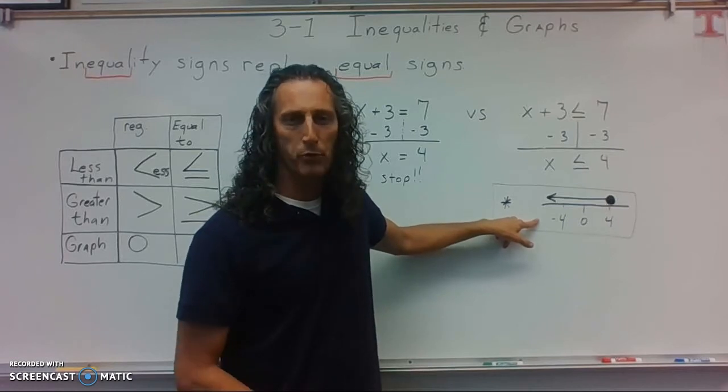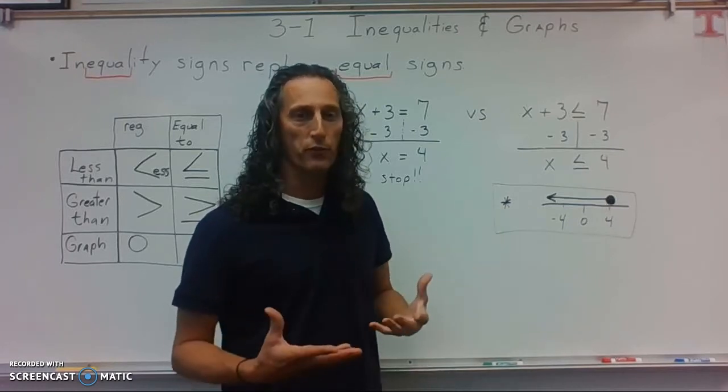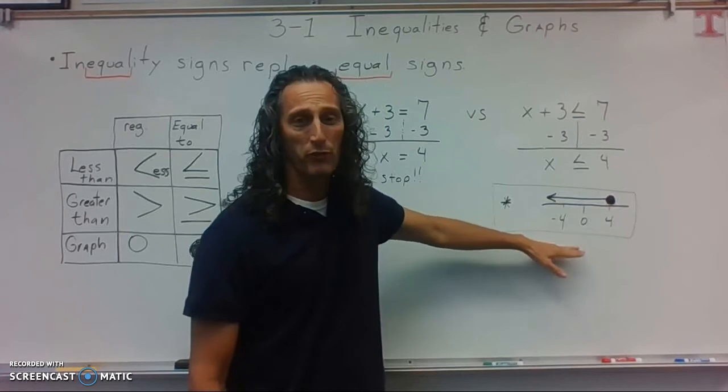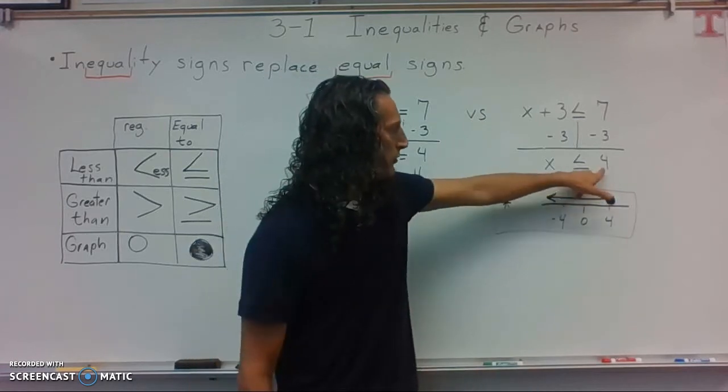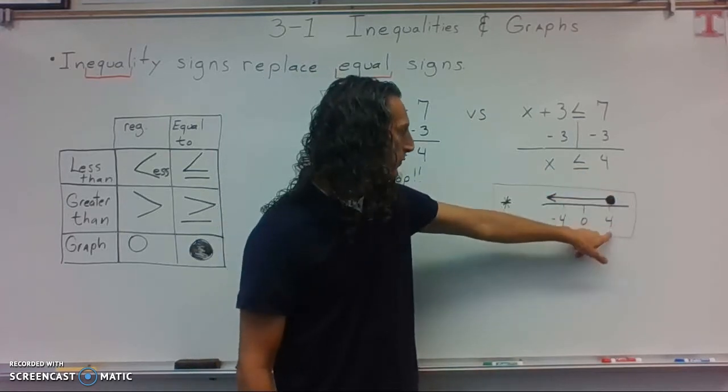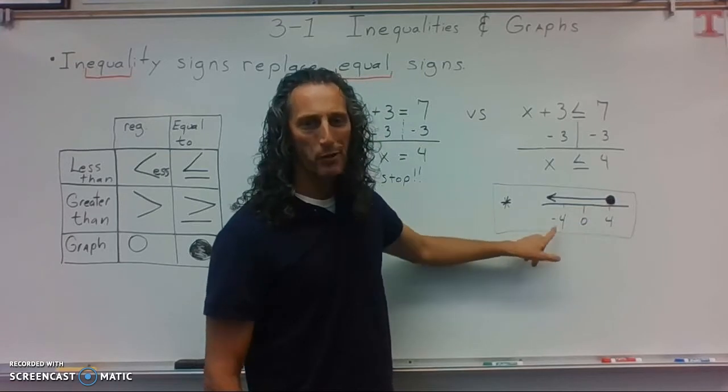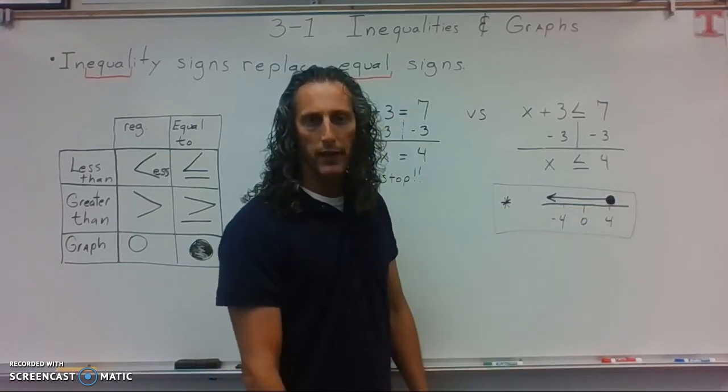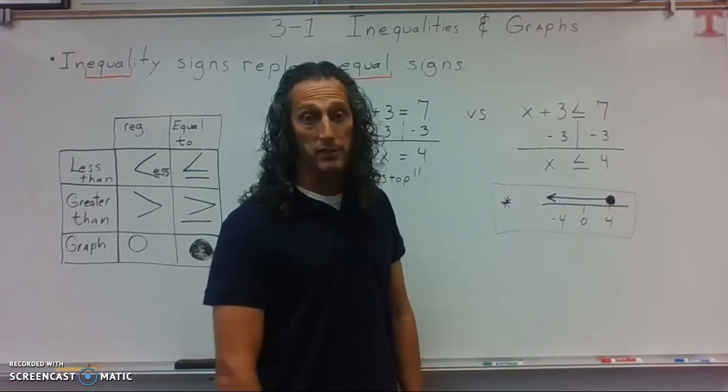Worksheets will have a really nice pretty one. If you just have to do it freehand like I did, I just make it real simple. I write down your answer, so it's positive 4, so I put a positive 4. I put a 0, and then I put a negative 4 just so it shows that I know where negatives are and where positives are.